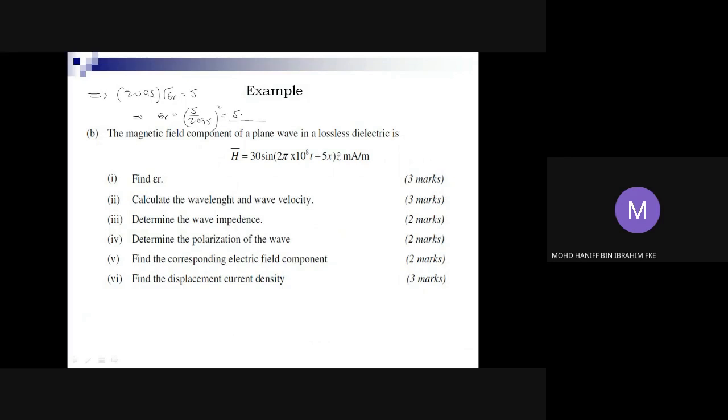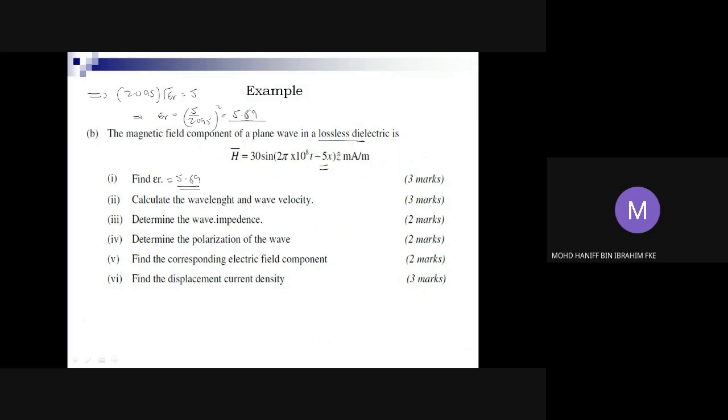So that should be the value of the relative permittivity for this lossless dielectric. That should be your value for epsilon r, which is 5.69, for this particular lossless medium. So hopefully you understand how to calculate the value of epsilon r. Basically, this is based on the information of the k given in the question.